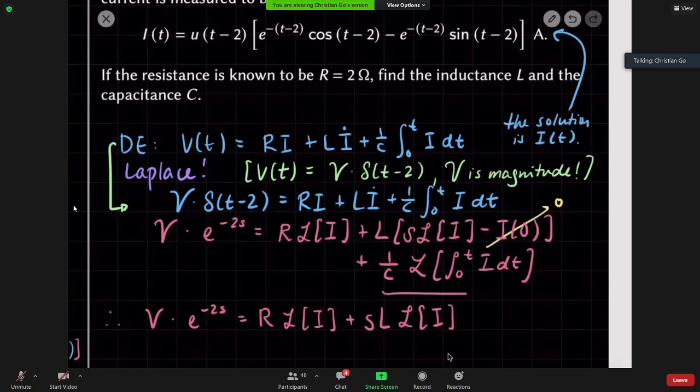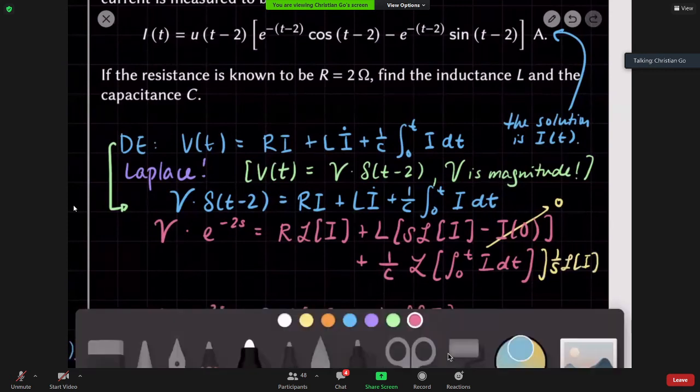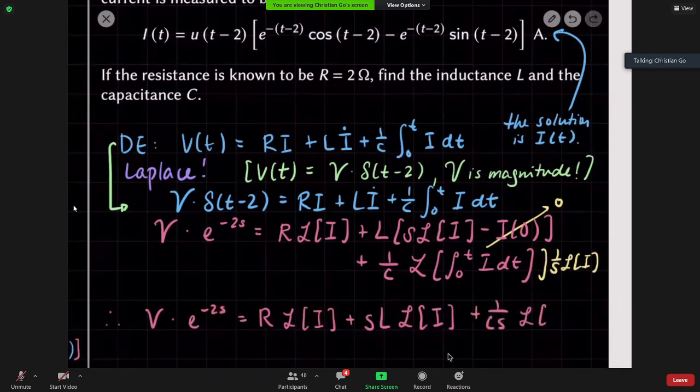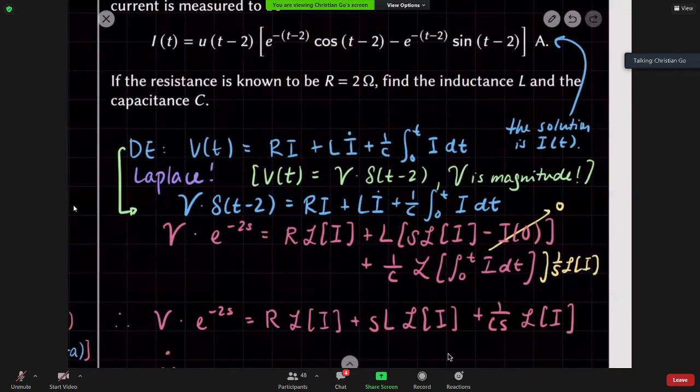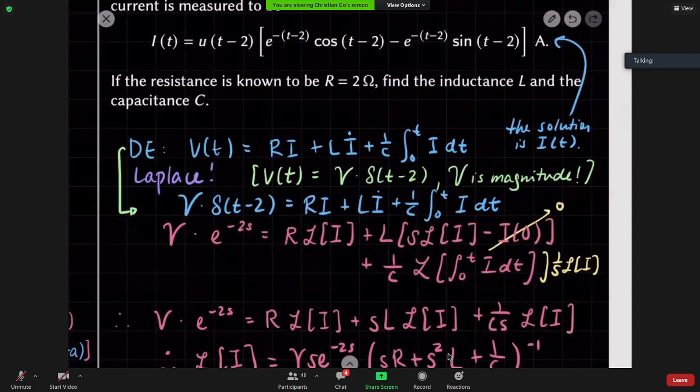Integral. Laplace transform of the integral is just your formula. It's just 1 over s L I. So this is just plus 1 over C s L I. So I'm ready to solve for my L I. Isolating it on one side of the equation, L I is just V s e to the minus 2s divided by s R plus s squared L plus 1 over C. So I've just isolated L I here.